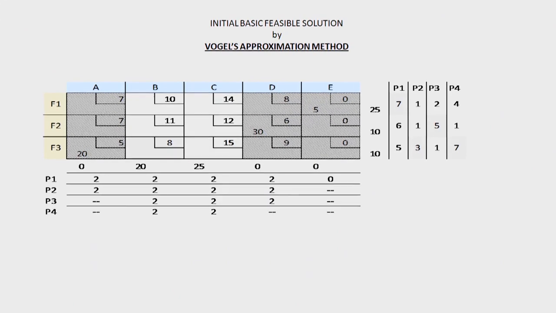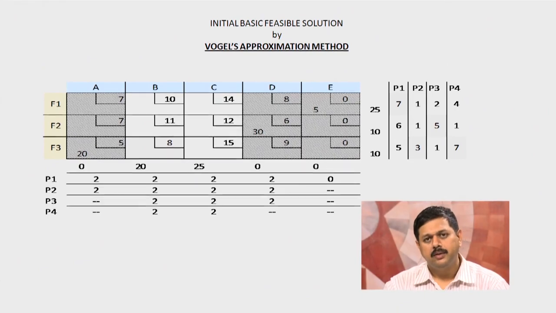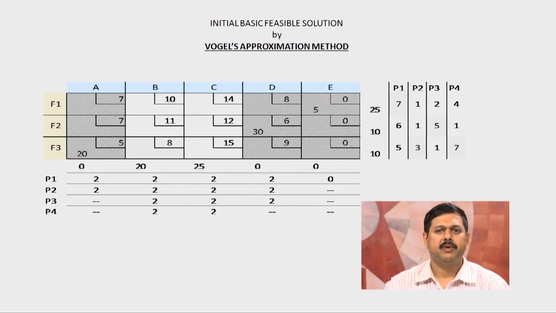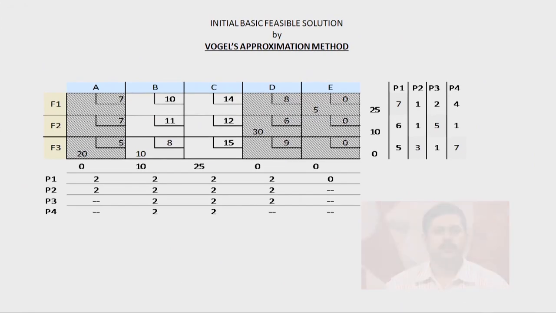Now, it is 20 requirements in store B versus 10 available in the factory F3. Allocate 10 in this cell so that there are no more available items in factory F3 and 10 more are required in the store B. Now, block F3 as there are no more items available in the factory F3.